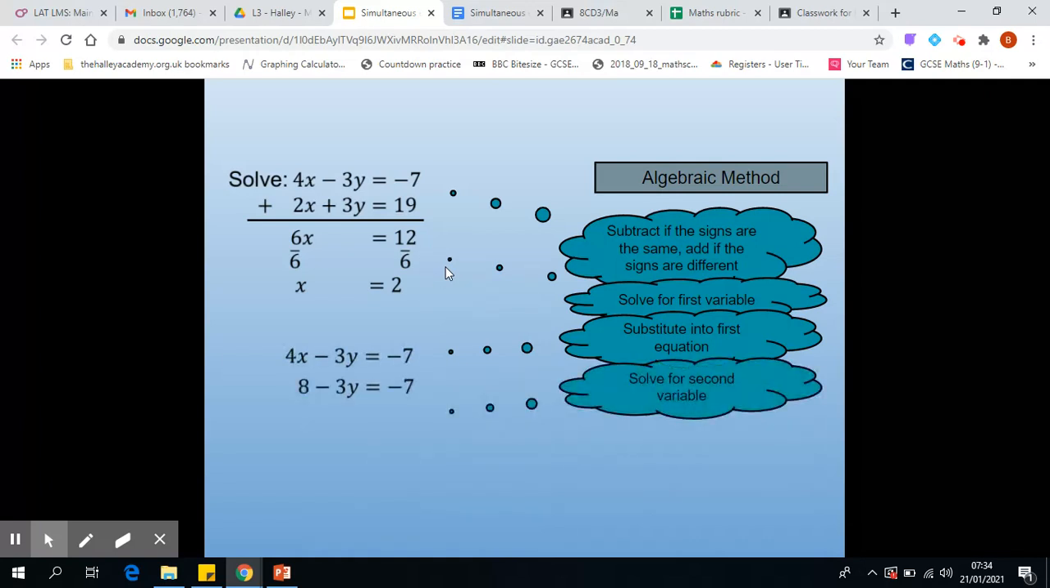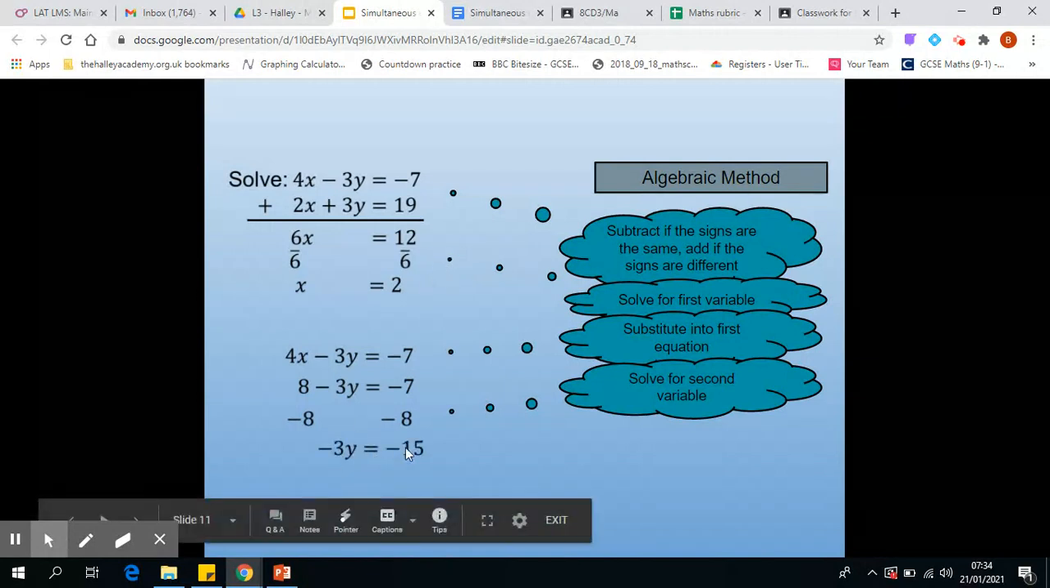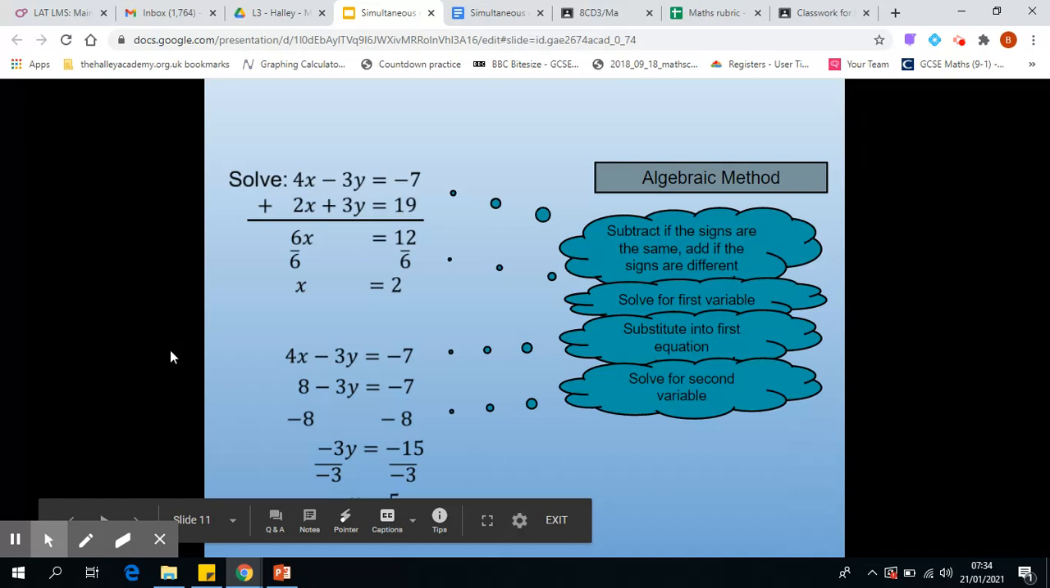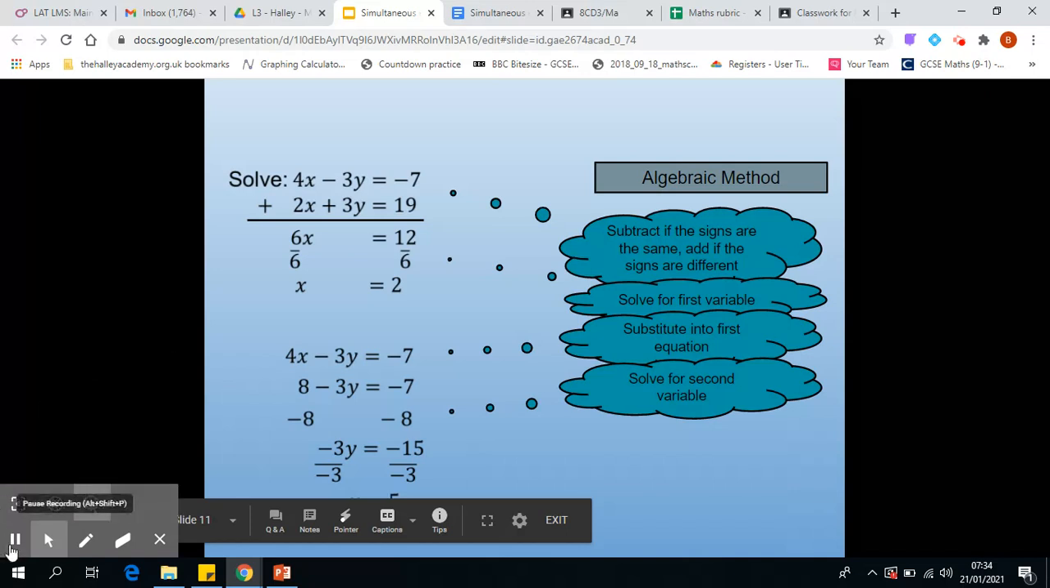Substituting the value of x in the equation and rearranging, we get minus 3y equal to minus 15. Dividing by minus 3 gives us y equal to 5.